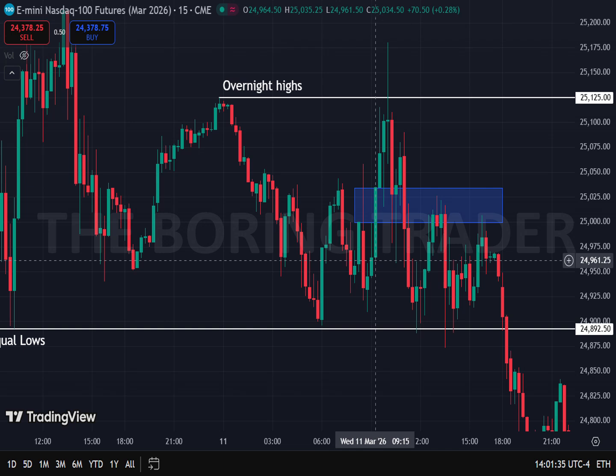Here, if you look closely at the 15-minute chart, the 9:15 candle created a fair value gap. Then the 9:45 candle retraced back into that gap before the market pushed higher to take the overnight highs. So this was the area where we should be looking for buy setups, since price was respecting that imbalance.